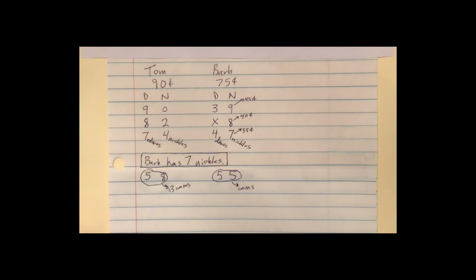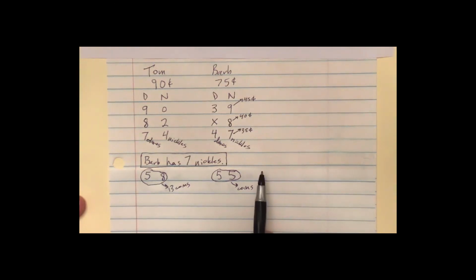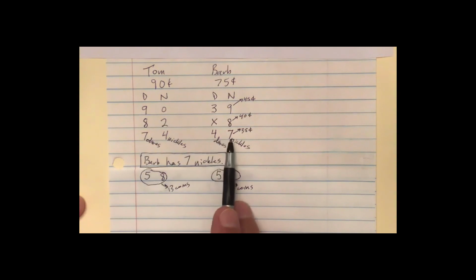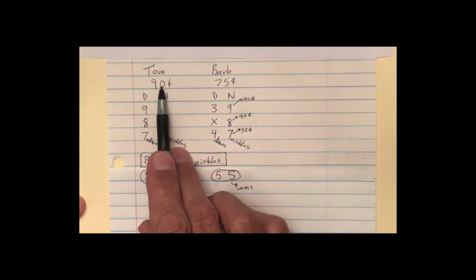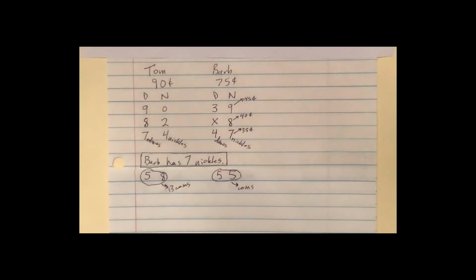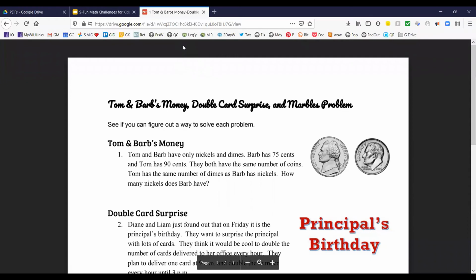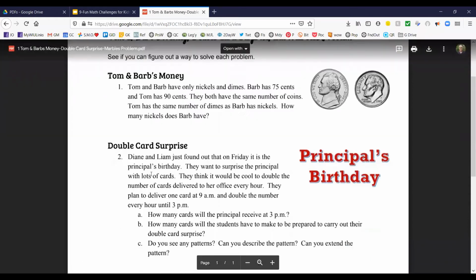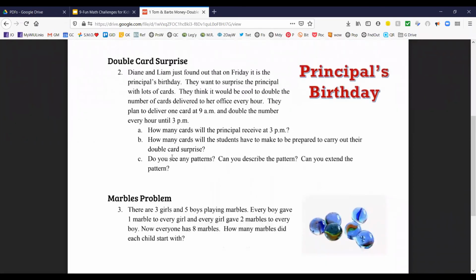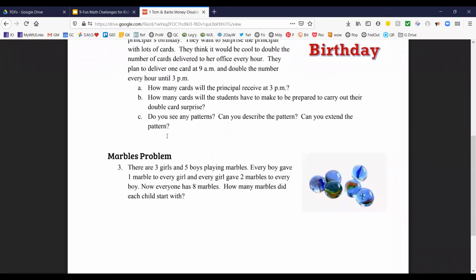Maybe one last comment I'll make in the look back and extend is that it makes sense that Tom would have more than half of his coins be dimes and Barb have more than half of her coins be nickels because Tom has more money and dimes are worth more than nickels. So I've provided you 2 more questions to try to solve here: the double card surprise problem and the marbles problem.